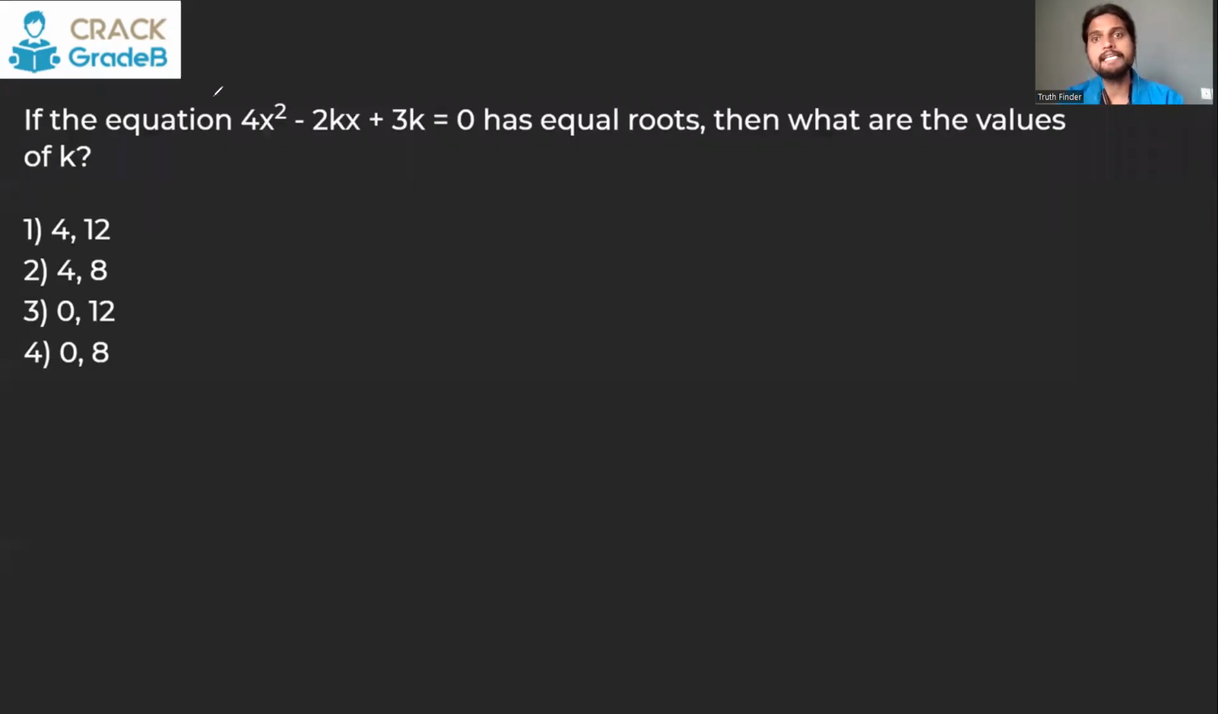If the equation has equal roots, then what are the values of k? So we know when the equation has equal roots, when the discriminant, which is b square minus 4ac, becomes equal to 0, then the equation has equal roots.